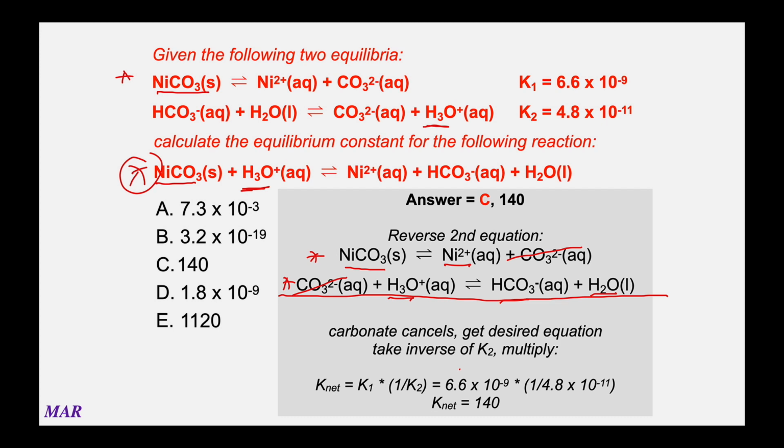But you should get ideally, to 2 sig figs, a K net of 140. So this will be a product favored reaction. And what that tells you is that insoluble nickel(II) carbonate will dissolve in acid, hydronium, to make nickel(II) plus, hydrogen carbonate, and water. Kind of a cool process.